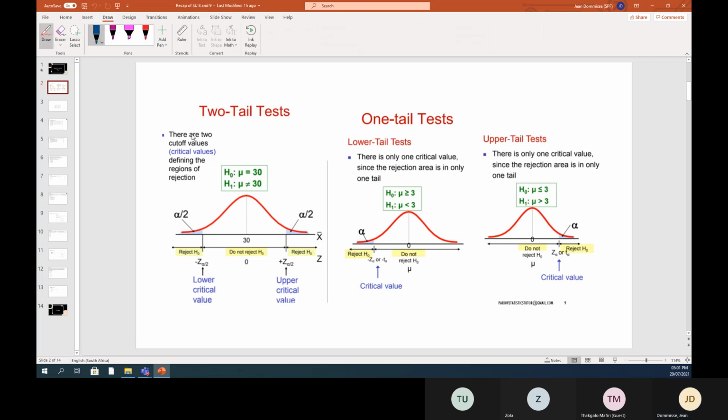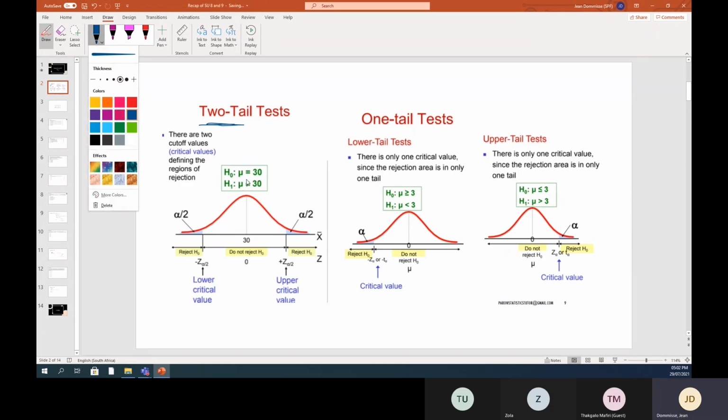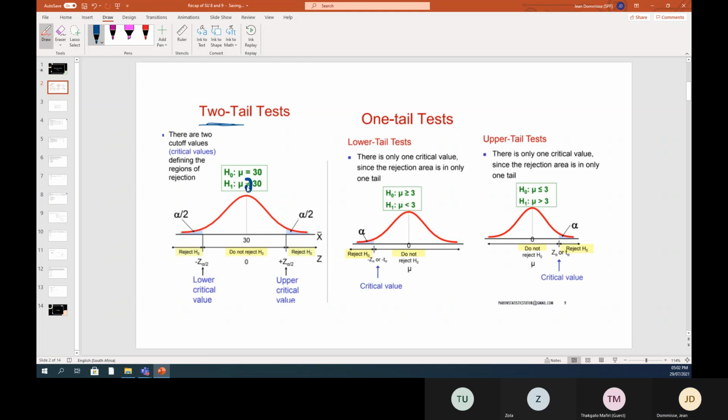So for me, the one thing that is important is, there is only one instance when it is a two-tail, and that is when your alternative hypothesis is not equal to. Okay. Only time when it's two-tail is when your alternative hypothesis is not equal to. So the one tail is then for all the other possibilities.